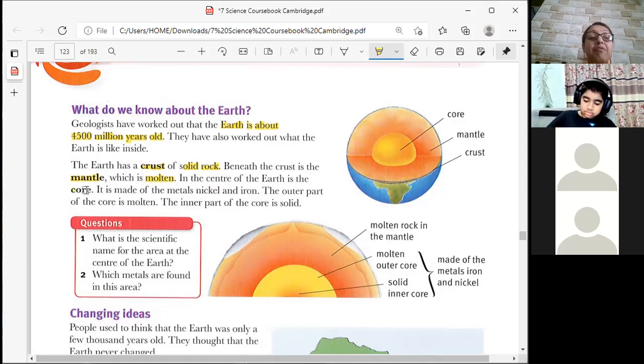It is made up of metals, nickel and iron. The outer part of the core is molten. The inner part of the core is again solid. The core inside is solid, the outer part of the core is molten, the mantle is molten, then the crust is again solid. Do you understand what I speak, beta?